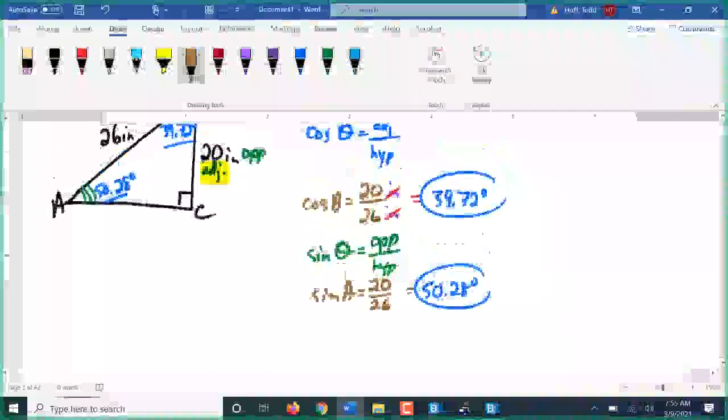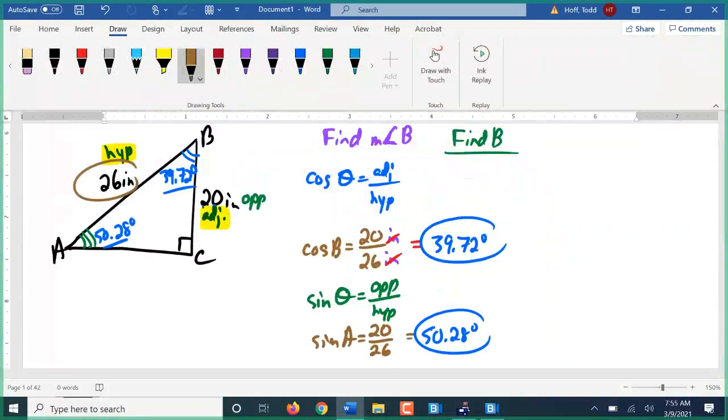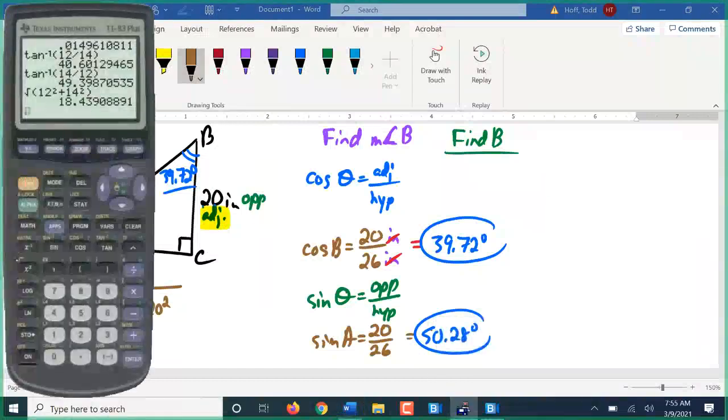Now, in this example up here, it would be slightly different because I gave you the hypotenuse and one of the legs, so it would be working backwards. This would be the square root of 26 squared minus 20 squared. That gives 16.613.